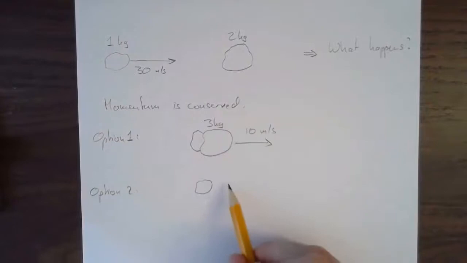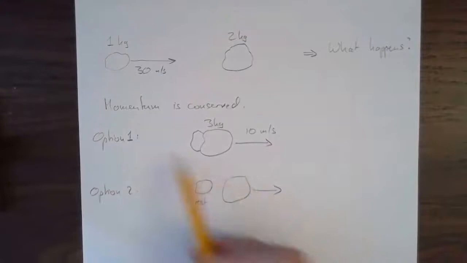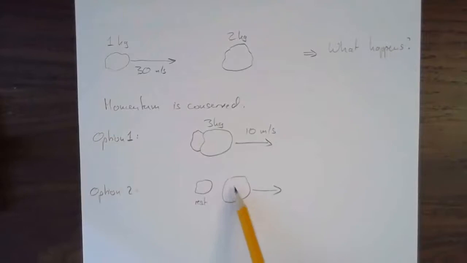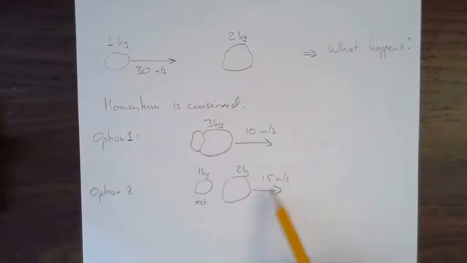This one was at rest at first, and now the bigger mass, the 2 kilogram one, is moving off. How fast would that be moving? Well, 1 times 30 is 30, and afterwards it's zero momentum here, plus 2 kilograms times what? Well, 2 times 15 meters per second makes 1 times 30. So momentum is conserved in this one too. Are there other options? Yes, there are.